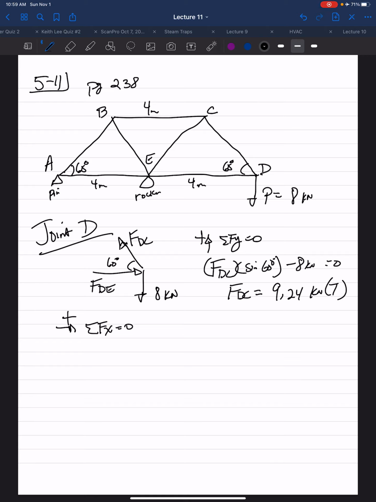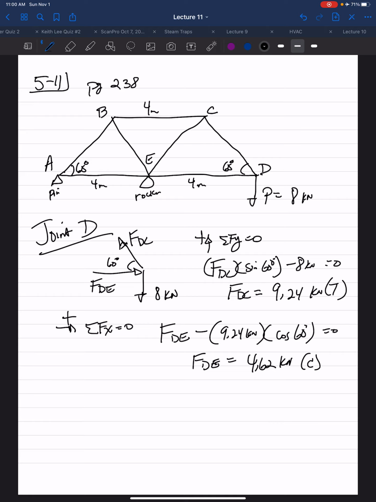Take the sum of my forces in the x direction. I have FDE minus FDC, which is 9.24 kilonewtons, times cosine of 60 degrees to get the x component of FDC. FDE is 4.62 kilonewtons, and it's compression.